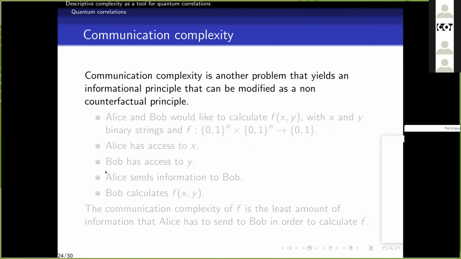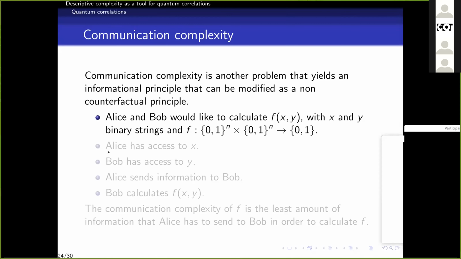Okay, let's go to the third example on how to use Kolmogorov complexity for non-locality. This will be for communication complexity. Let me first introduce the problem of communication complexity. Communication complexity is another problem that deals with an informational principle that can be modified as a non-counterfactual principle. I will show you how to do that.